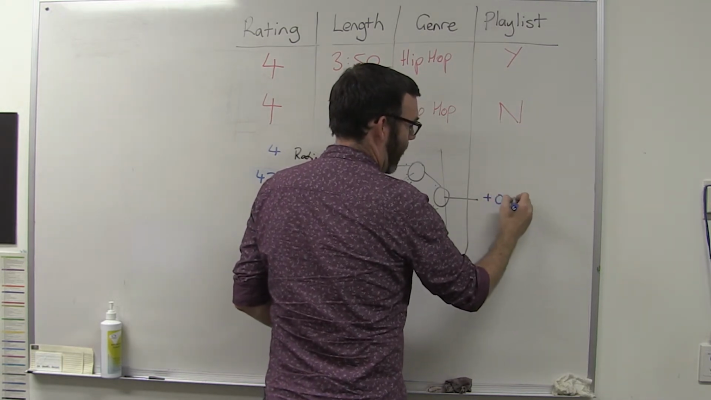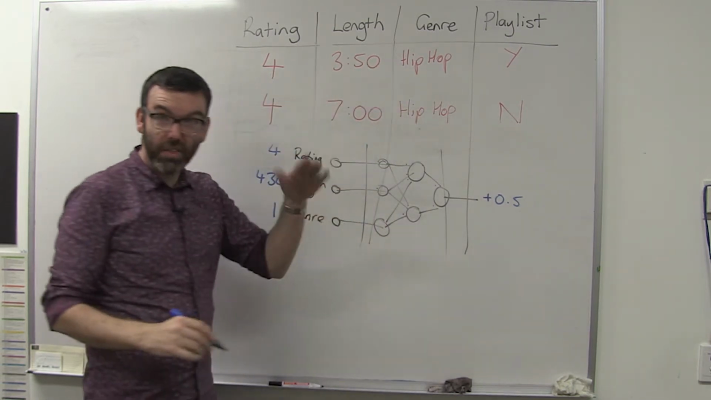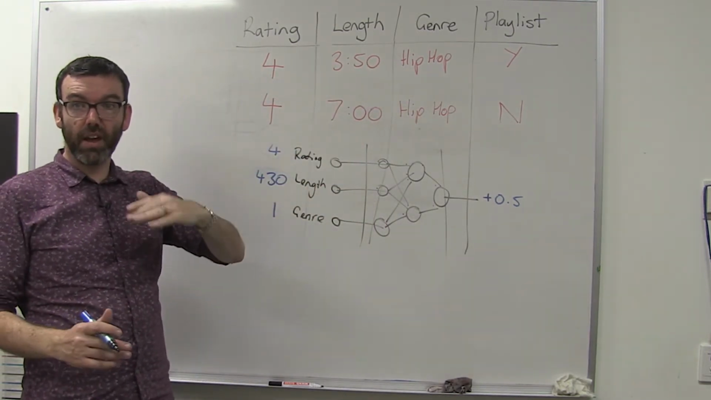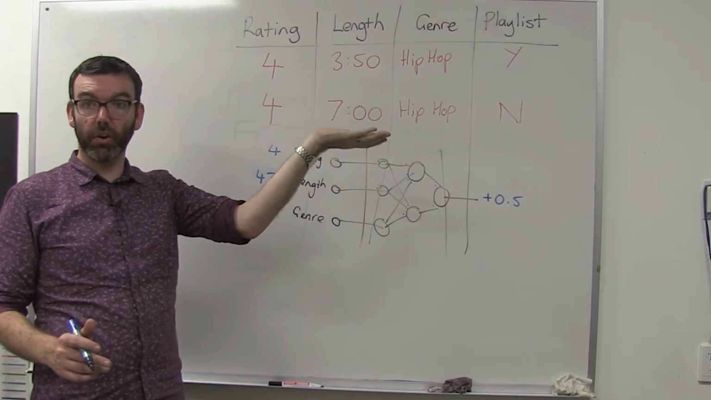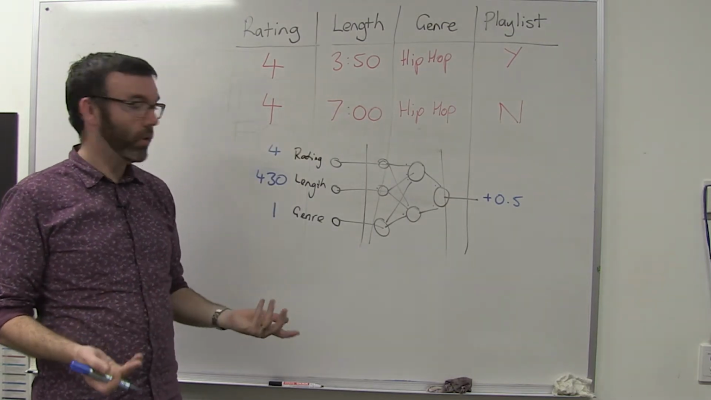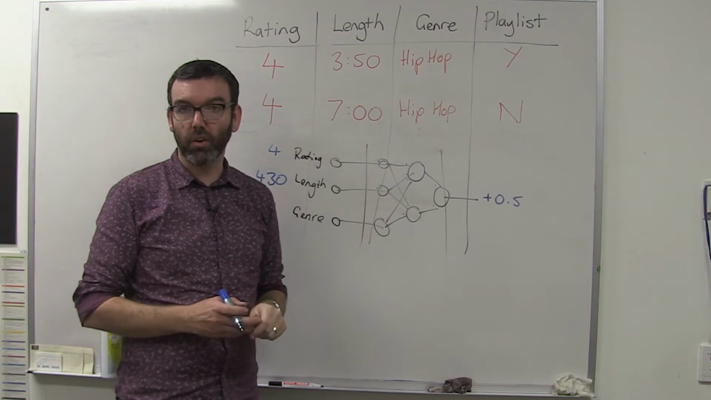Let's say this number comes out at 0.5. So that's below our threshold, right? Remember we set a threshold of saying 1 and above is yes, it's included. Anything below 1 is not included. And so in fact, it's classified that one correctly.